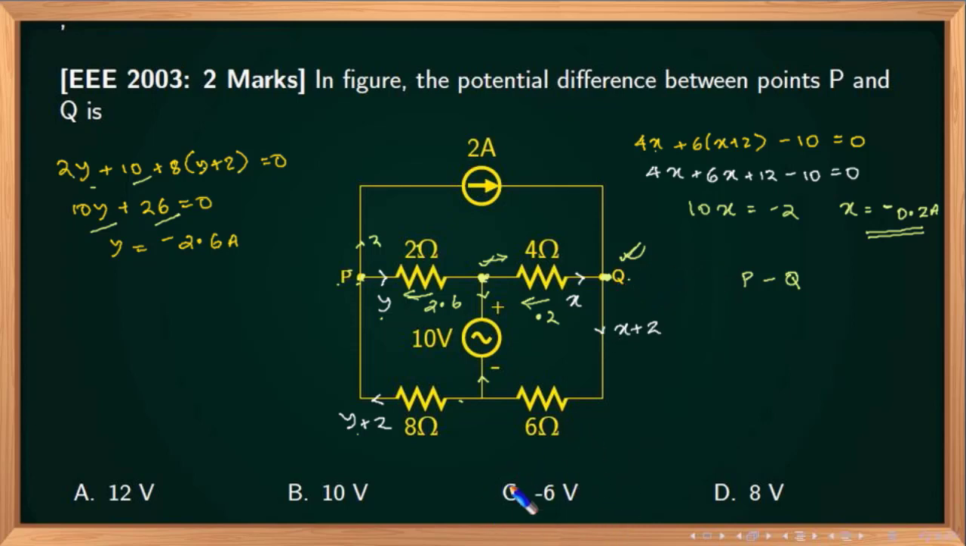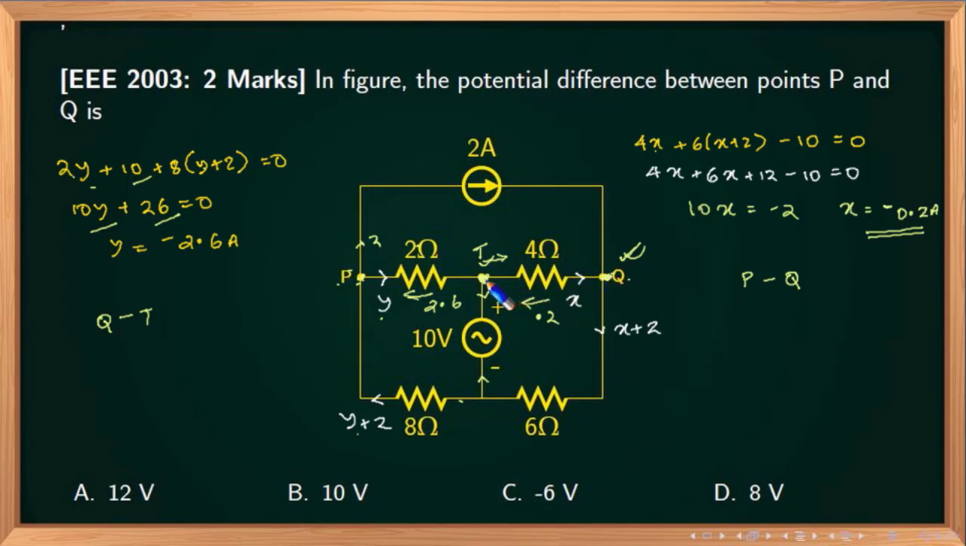So seeing the option itself, I can guess that it must be minus 6. But let us see how we get minus 6. Now I'm going to find P minus Q. I'll take the potential at this particular node as T. Now Q minus T. Q is the potential at this point, T is the potential at this point.